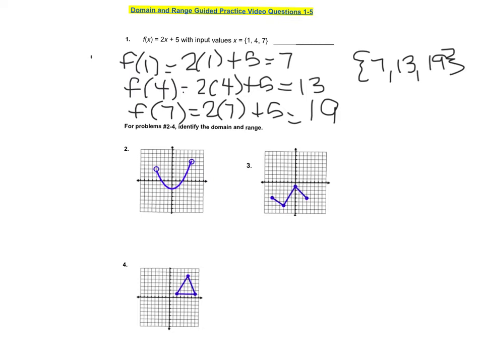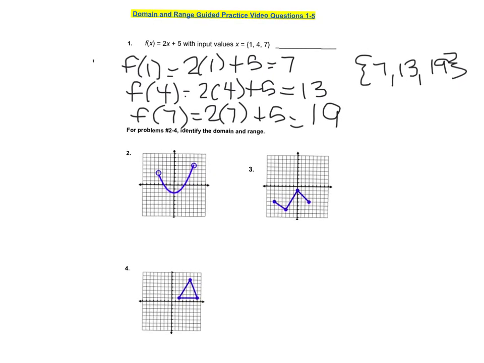Next, identify the domain and range. So for number 2, if we look at the domain, you're going to start at your furthest point from the left. So you come in, and then here it is right here. So that is going to be -4.